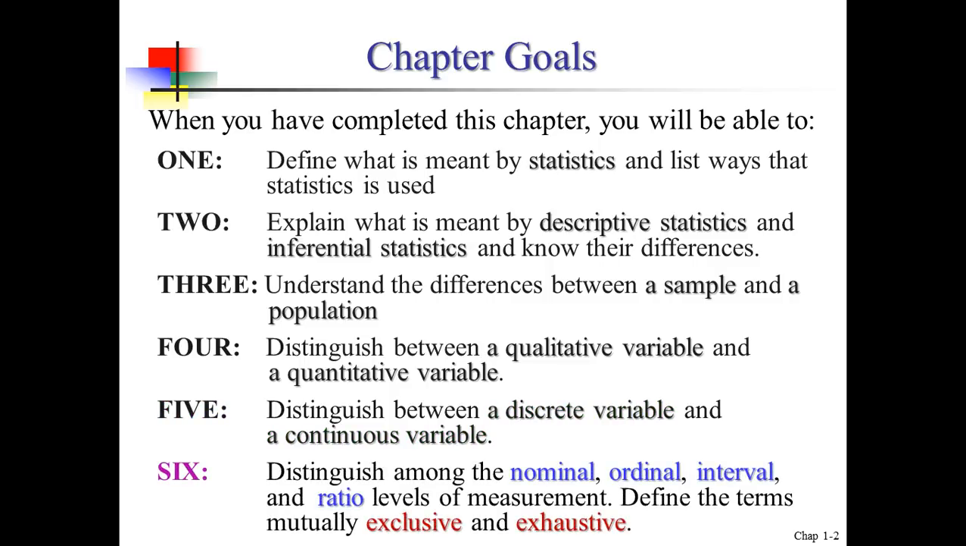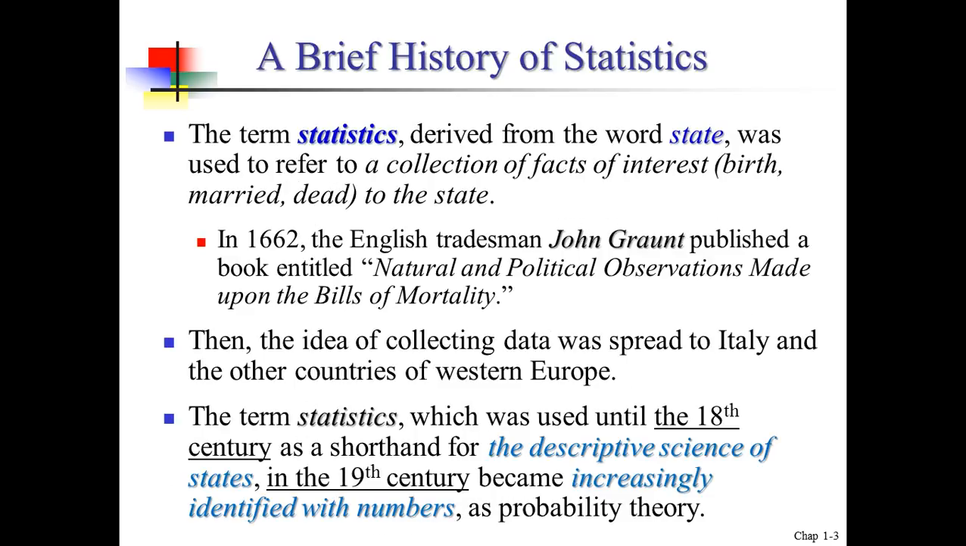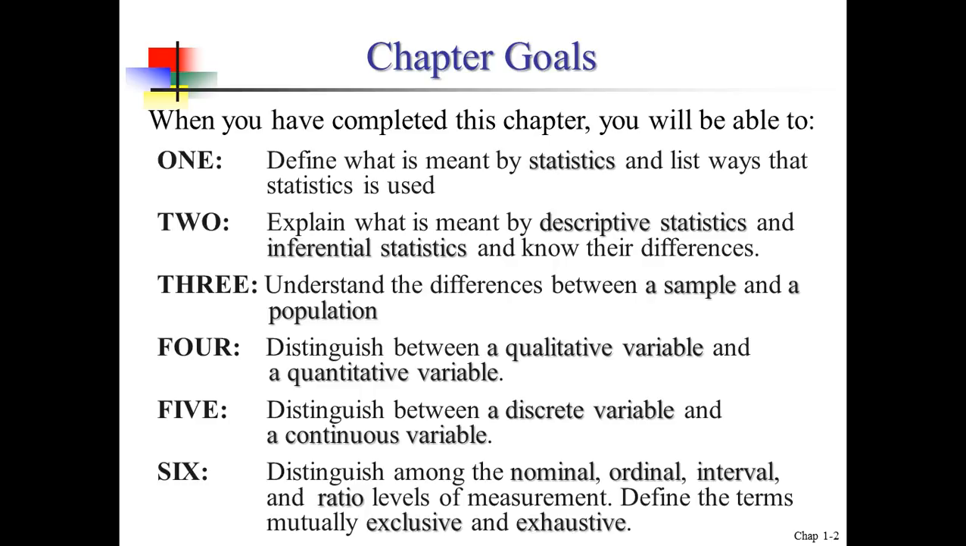Six, after completing this chapter, you can distinguish among levels of measurement for statistics. Based on this textbook, there are four levels of measurement: nominal, ordinal, interval, and ratio. And you need to understand and be able to define the terms that we normally use in these statistics courses: mutually exclusive and exhaustive. So after completing this chapter, you can offer the definition of what mutually exclusive means and what exhaustive means. Okay, so there are six points for chapter 1. Look at this again after you complete this chapter, and then try to test yourself.